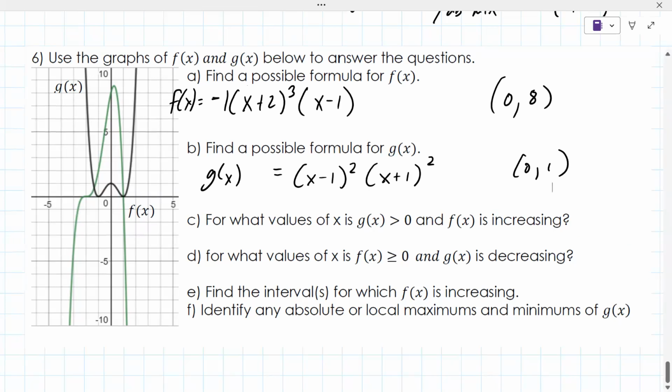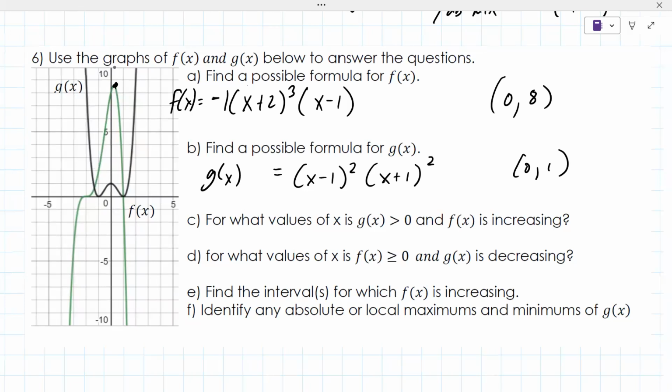Okay, so greater than 0 means it's above the x-axis, which is basically everywhere on g of x, except for those two places where it touches. And then the other one is increasing. It's increasing everywhere except for this point over here on the right, which I don't know if you have to find. I guess you probably do, which means you have to graph it, but you're supposed to use the graph. So you're supposed to sort of estimate that point there as well.